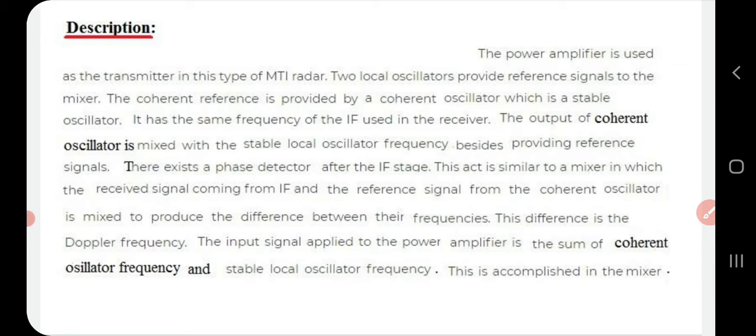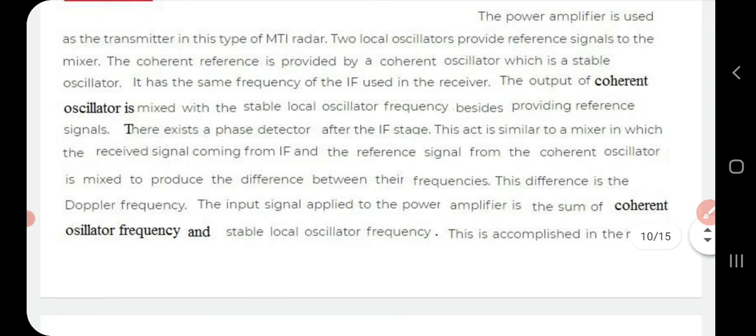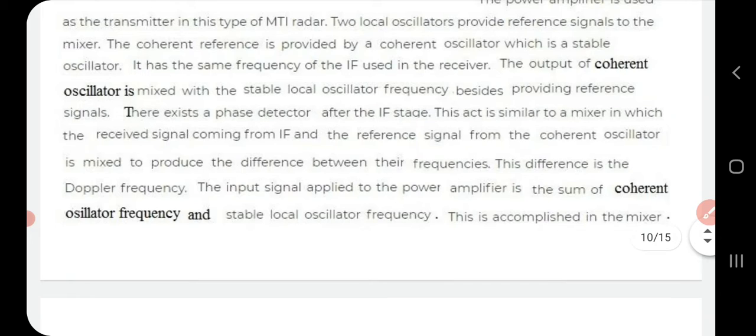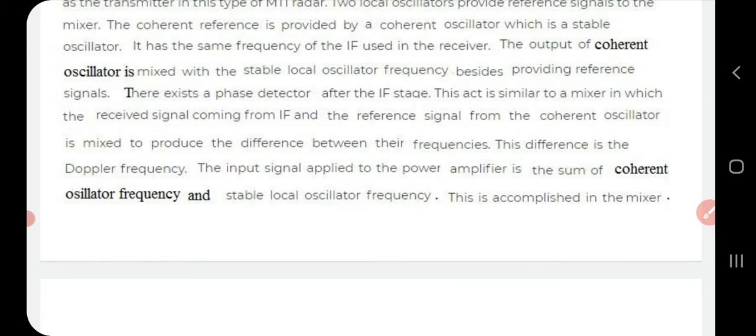Here the power amplifier, one of the blocks, is used as the transmitter. Now the two local oscillators, their function is to provide reference signals to the mixer. There is a coherent oscillator and it is a stable one. It has the same frequency as that of the IF amplifier used in the receiver. The output of the coherent oscillator is mixed with the stable local oscillator frequency. Then there exists a phase detector after the IF stage.